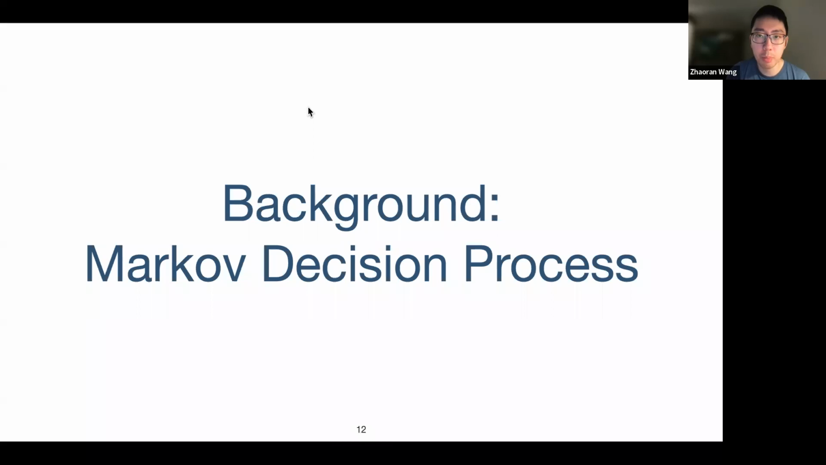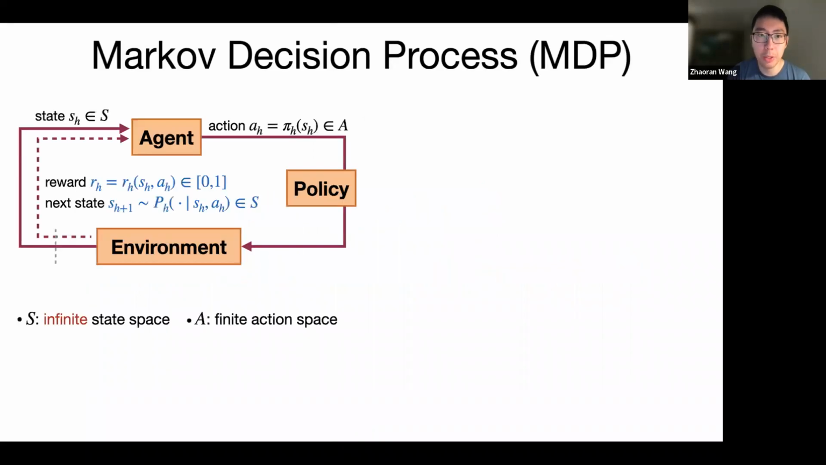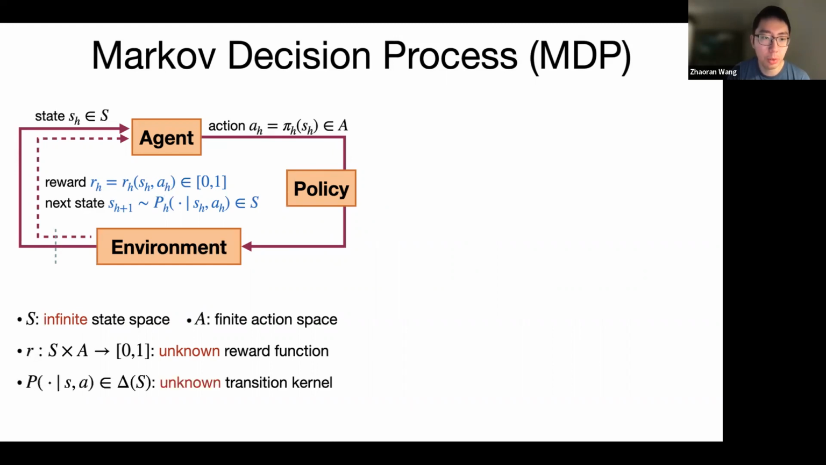So I'll first briefly introduce the background of MDPs. We have an agent, and the agent can take an action based on the policy pi. This is our policy of interest, and we want to optimize this policy. Taking this policy will interact with the environment and have two consequences. One is that you will receive a reward following a reward function R, and also you will receive the next state following a transition kernel.